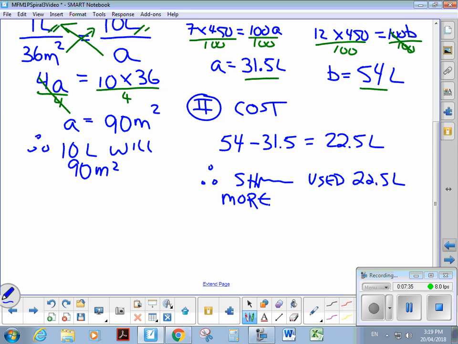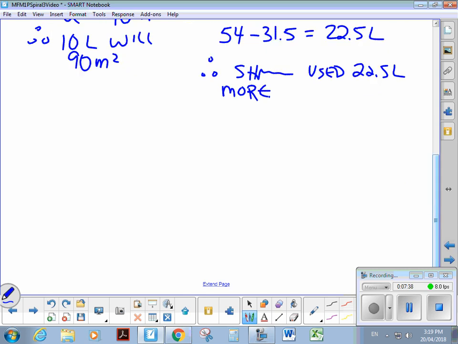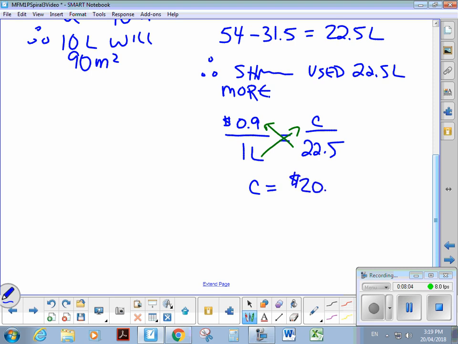Now, how much does each liter cost? Costs 90 cents. So costs 0.9 dollars for every 1 liter. We want to know the cost. So let's call it a C for 22.5 liters. Cross multiplying. Nice thing with this, 1 times C is just C. 22.5 times 0.9 is 20.25. So she's going to spend $20.25 more. Therefore, she spends $20.25 more.